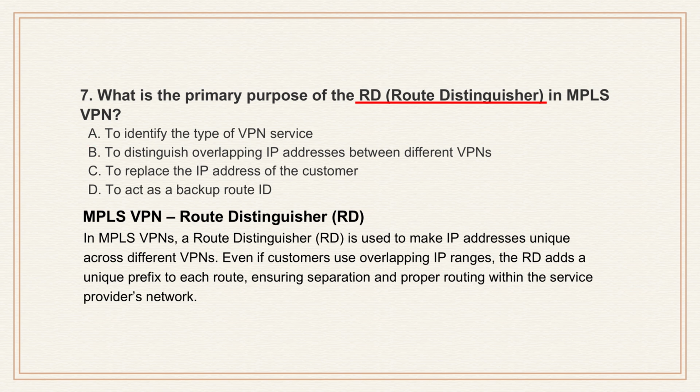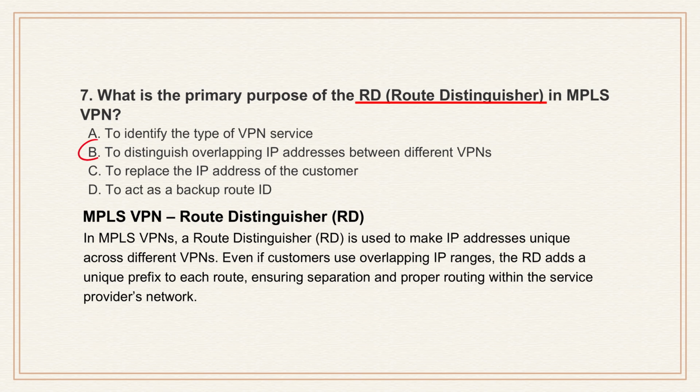Lots of organizations use the same private IP address ranges internally, like 192.168.1.0/24. You see that everywhere. Oh yeah, my home network uses that. Right. So imagine two different companies both using that same range internally. Now, if they both connect to the same service provider using an MPLS VPN, how does the provider keep their traffic separate? If it just looked at 192.168.1.5, it wouldn't know which company it belonged to. Ah, I see the problem.